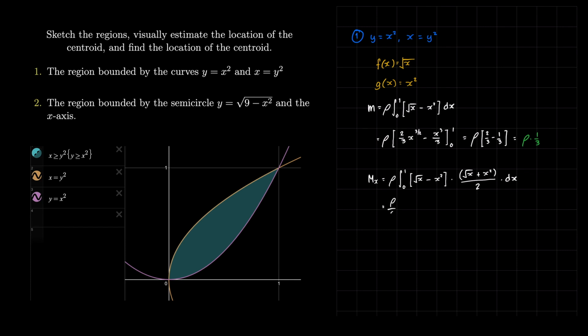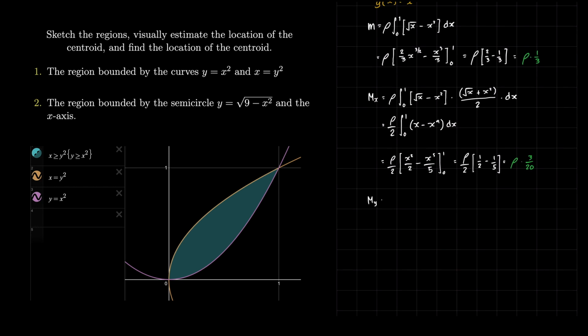Ilabas natin si 1/2, tapos i-multiply yung sum and difference of the square root of x at x squared. Again, verify na tama itong ginagawa nating integration steps. Ang dapat na makukuha natin ay rho times 3/20. Kung titignan natin yung region, makikita natin na symmetric siya with respect sa line na y equals x. So intuitively, masasabi natin na ang x at y coordinates ng centroid ay dapat along this line, or ibig sabihin equal yung values nila. Pero i-verify na din natin.